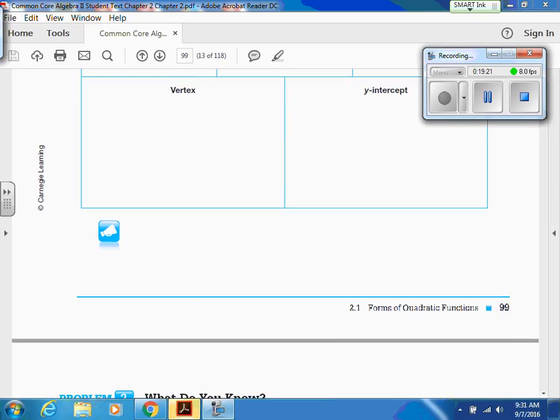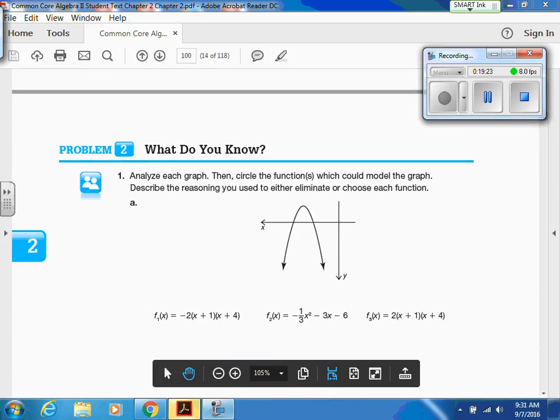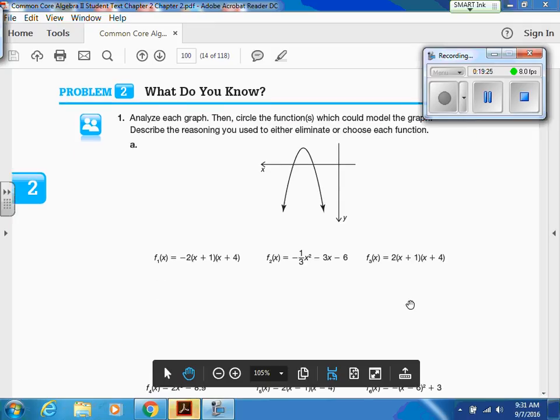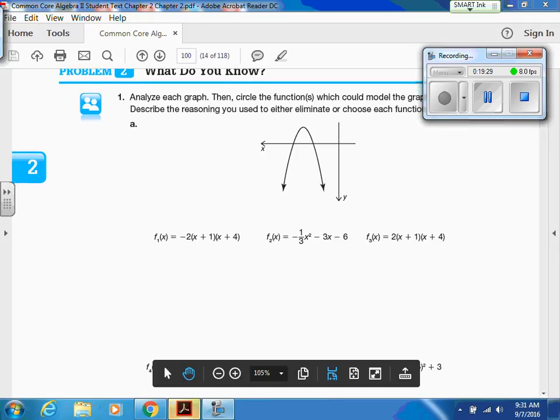Love it when it works. All right, look at problem 2. What do you know? Nothing, right? Like, I don't. Where am I right now? I don't even know. You don't even know.